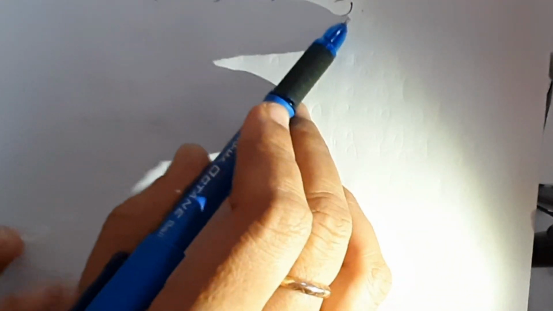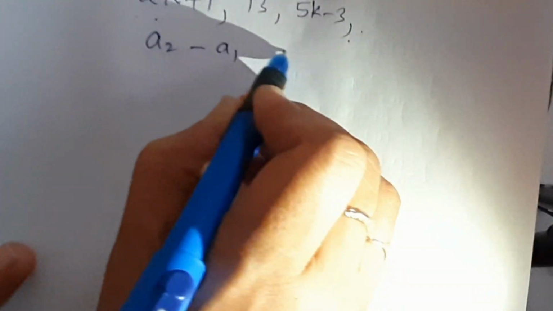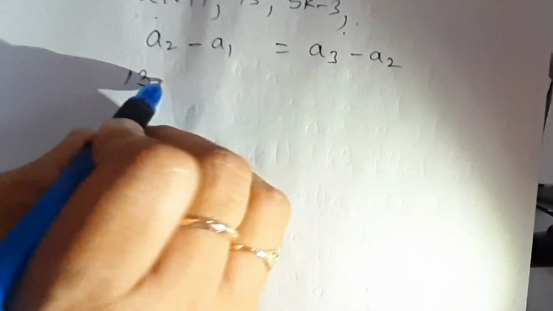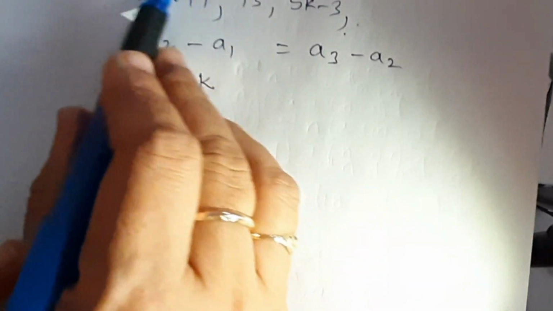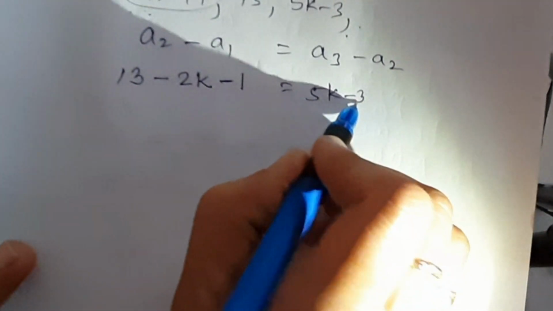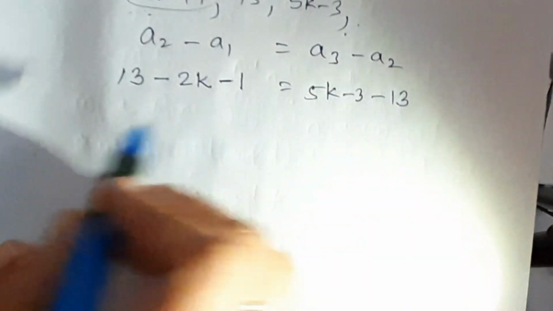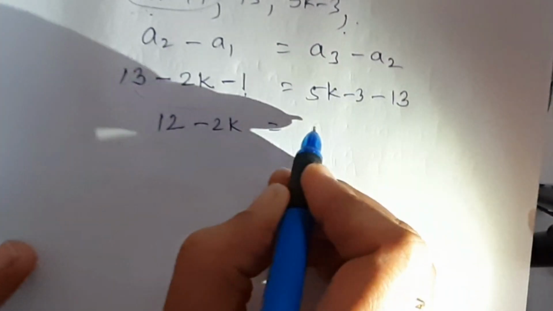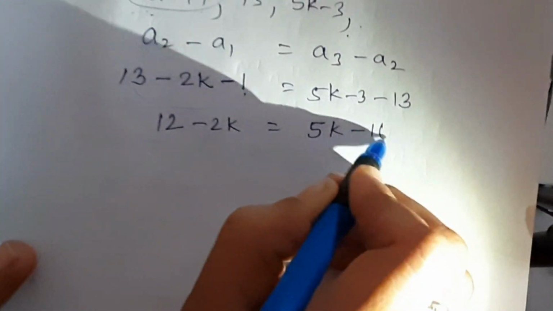We need to find k. Whenever the terms of AP are given, we make the common difference equal. So this is the first term, A1, A2, A3. We know that A2 minus A1 is equal to A3 minus A2. Now compare them. A2 is 13 minus 2k minus 1, since I'm subtracting, both the terms are changing sign. In the same way, A3 is 5k minus 3 and A2 is minus 13. Now 13 minus 1 is 12 minus 2k is equal to 5k minus 16.